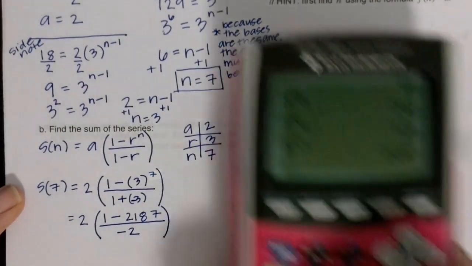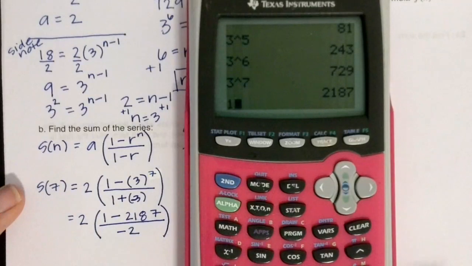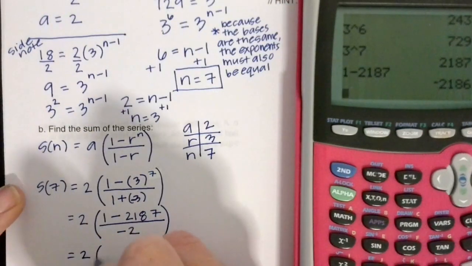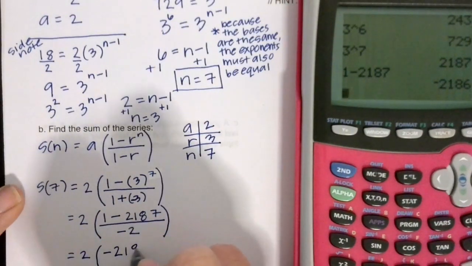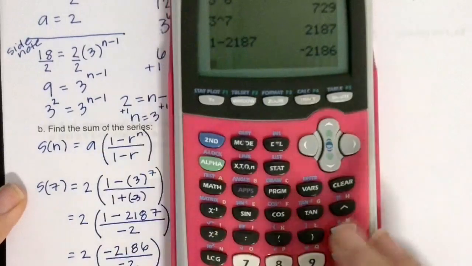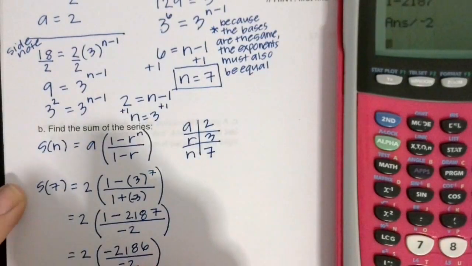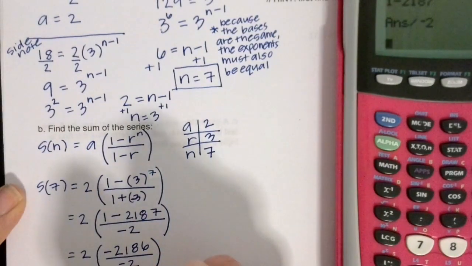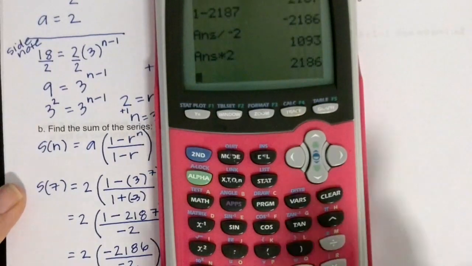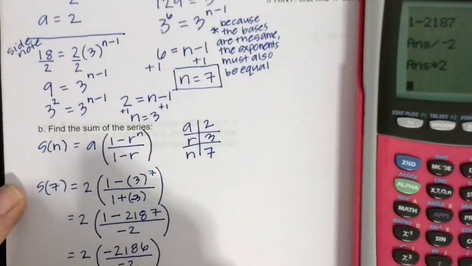Now in my calculator, I'm still following order of operations. 1 minus 2187 equals negative 2186, divided by negative 2. Okay, so in the parentheses, divide by negative 2. So I get 2 times 1093, times 2 equals 2186.